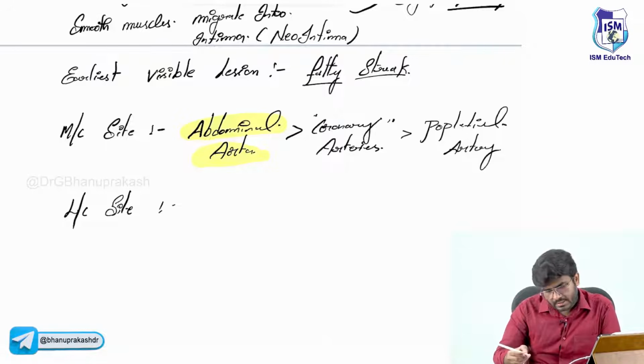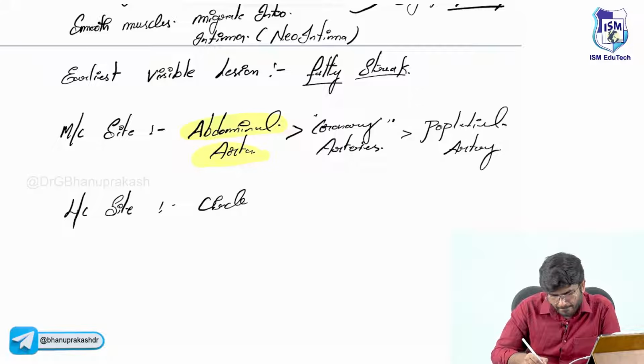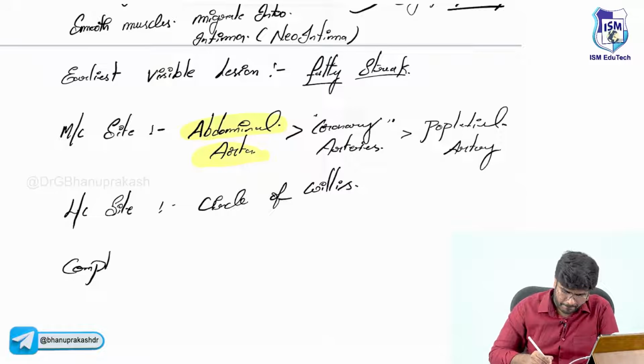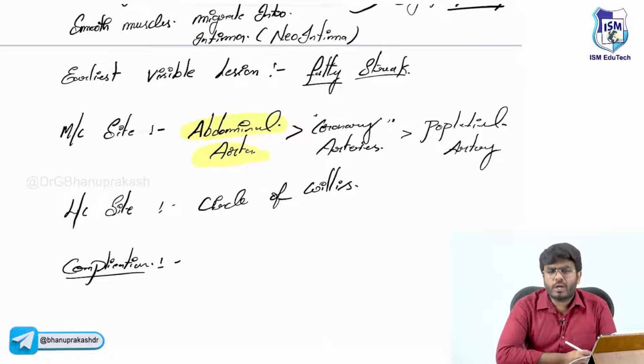The least common site is the circle of Willis in the brain. Next, complications. So if there is atherosclerosis, what are the complications?